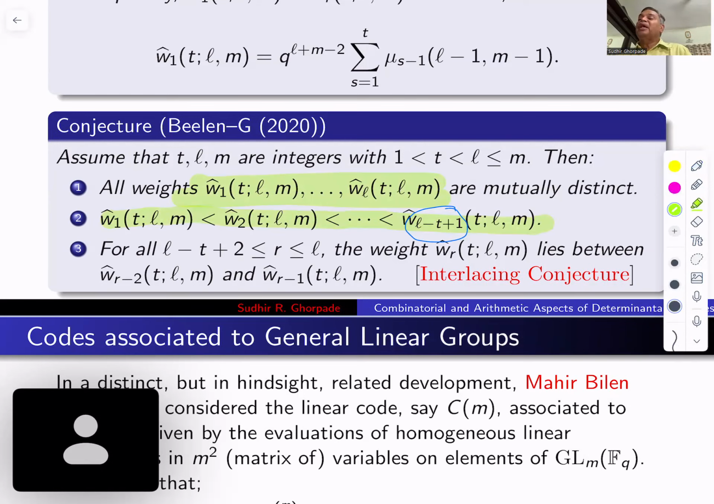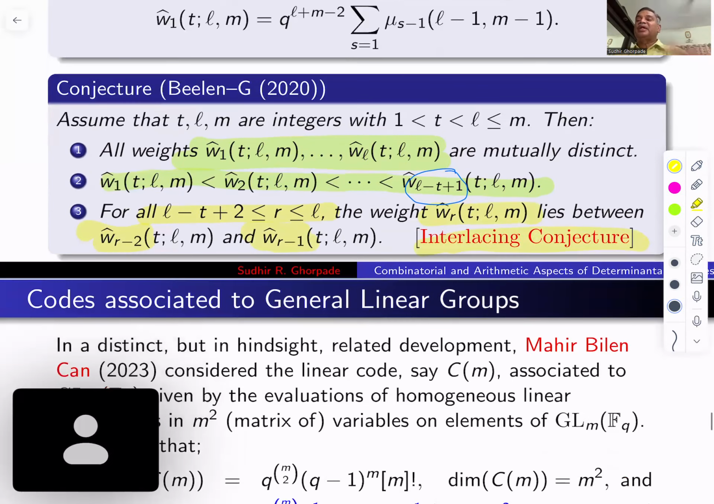But then beyond that, there is a very interesting interlacing phenomenon which happens. So W L minus T plus 1 is between the previous two, and the next one is between the previous two, and so on. So beyond L minus T plus 2, this W hat R lies between W hat R minus 2 and W hat R minus 1. I call it the interlacing conjecture. Okay. And I'm running out of time, so I'll just stop.